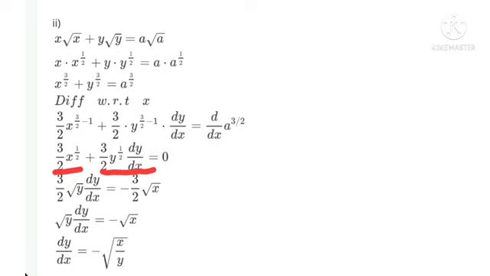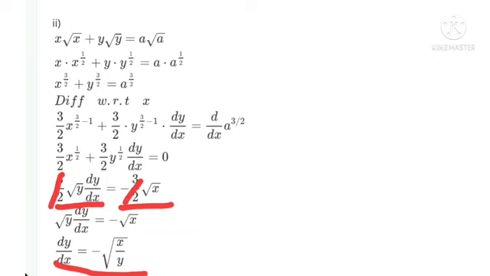We take dy by dx on the LHS and x on the RHS, and then we find 3 upon 2 root y dy by dx is equal to minus 3 upon 2 root x. So we get dy by dx is equal to, 3 upon 2 gets cancelled, minus root x upon root y. Okay.